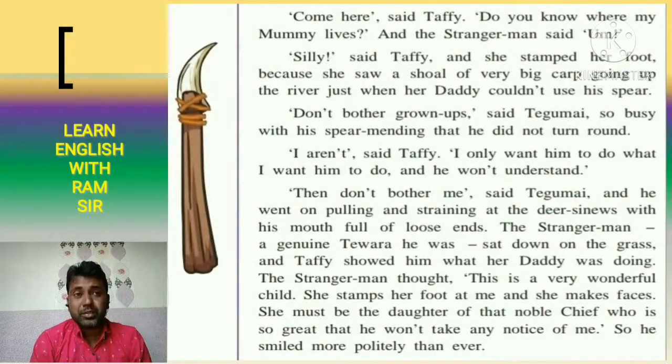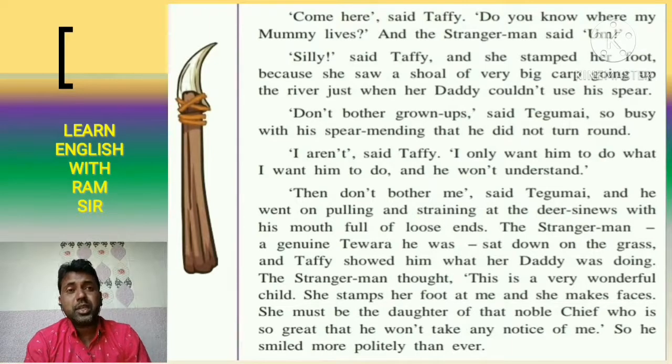"Come here," said Taffy. So Taffy asked this particular stranger to come close. यानी वो अपने पास आने के लिए उस इंसान को कहती है और उससे बातचीत करने की कोशिश करती है और कहती है, "Do you know where my mummy lives?" यानी तुम्हें पता है कि मेरी मदर कहाँ पे रहती है? And the stranger man said... it means he didn't understand what exactly Taffy said. यानी टैफी ने जो उसे बोला है उसे कुछ भी समझ में नहीं आया है.